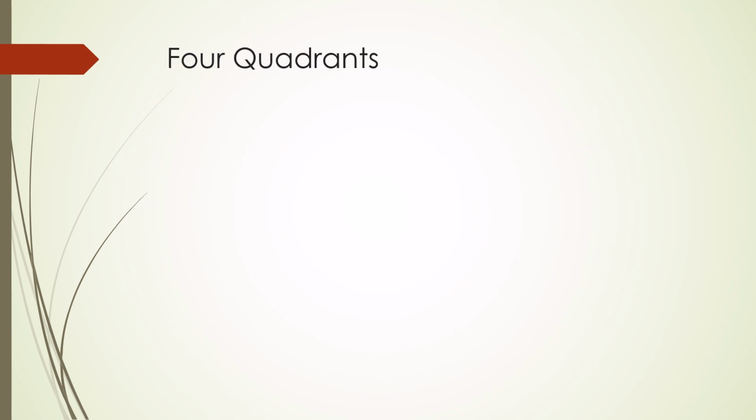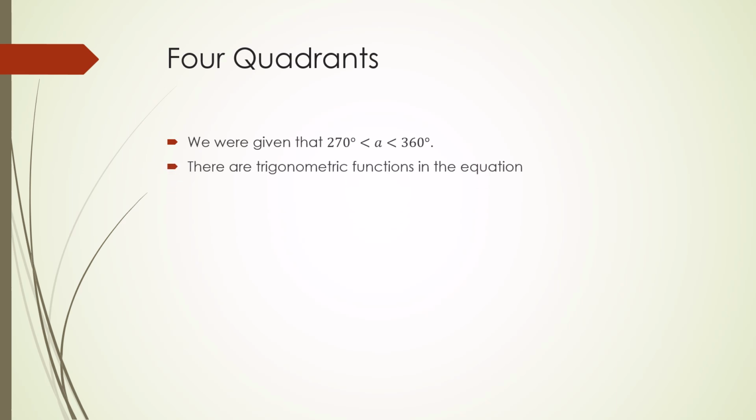Let's see. In the question, we were told that angle A is between 270 degrees and 360 degrees. You also need to know the trigonometric functions in the equation. Like in the equation, there was sine of A and cosine of A.